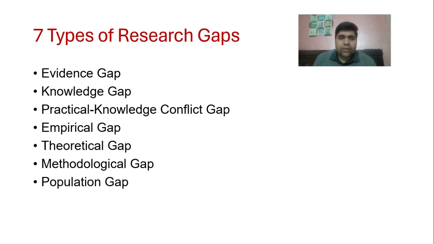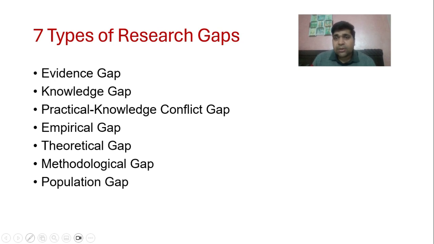So when we talk about the research gaps, there are seven gaps. Like evidence gaps: some facts are there, some conclusions are there, but evidences are not there. So you conduct a research. Knowledge gap: some topics have not been covered in the literature. Practical knowledge conflict gap: theoretical knowledge says something, practical knowledge says something else. So you have to fill that gap, so you conduct a study.